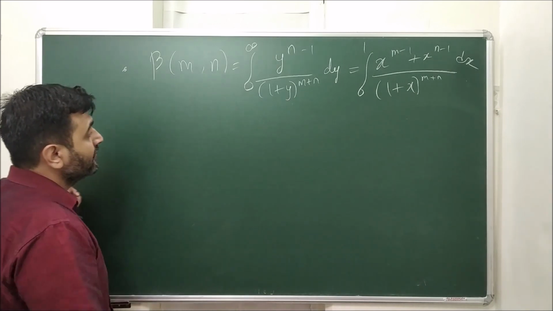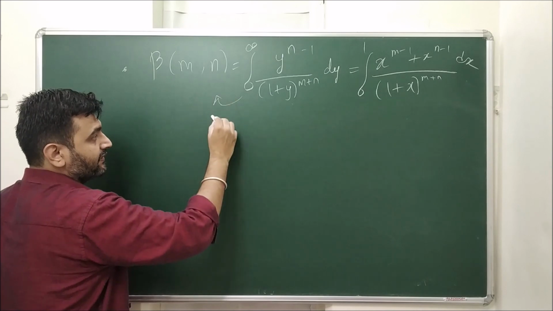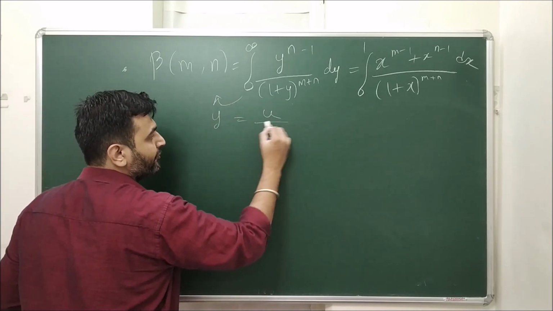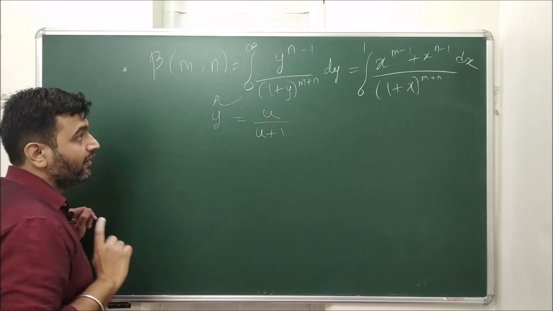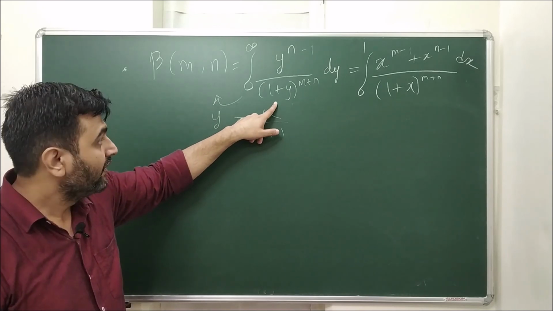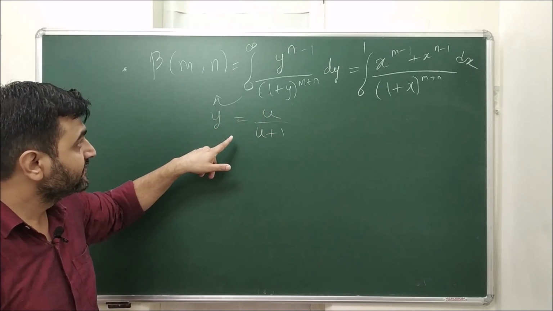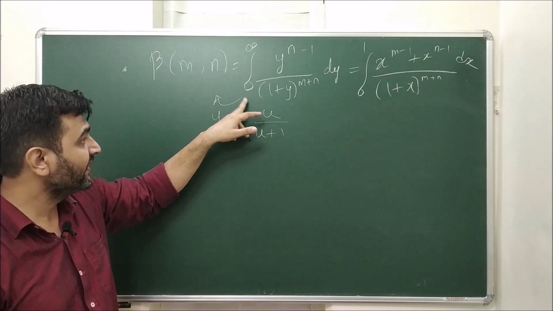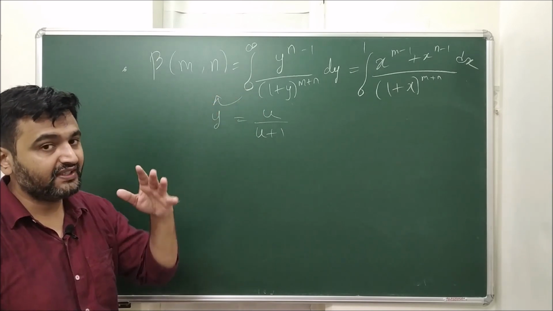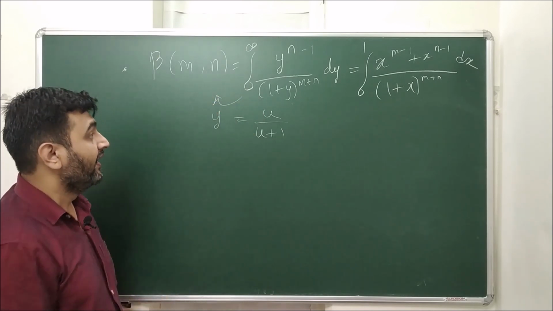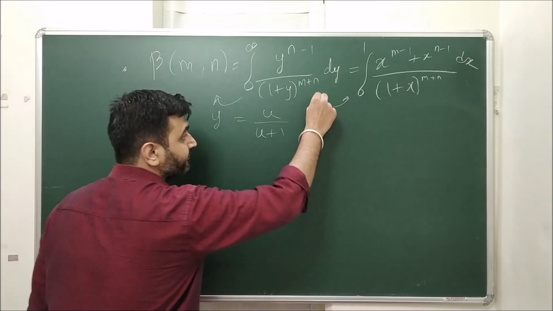Okay. So to go from here to here is easy. You simply take y equal to u upon u plus 1. You do this substitution over here, and once you do this, you get the answer over here. So this one I'm not going to solve. You give it a try. If you get stuck, you can ask me in the comment section. I'm going to prove this equality.